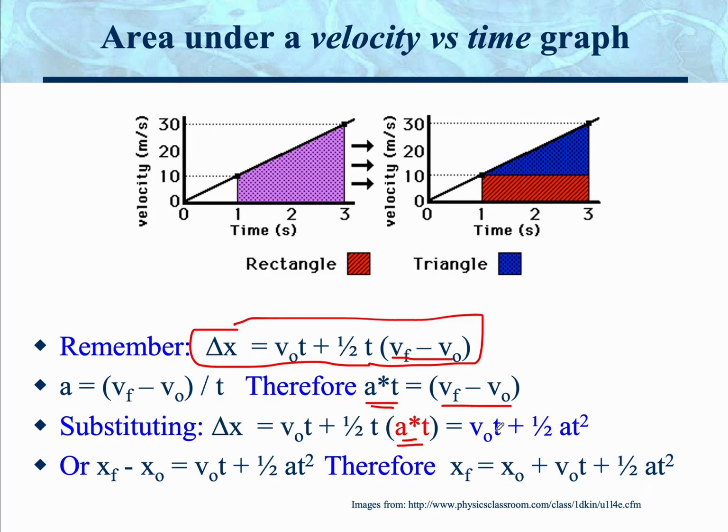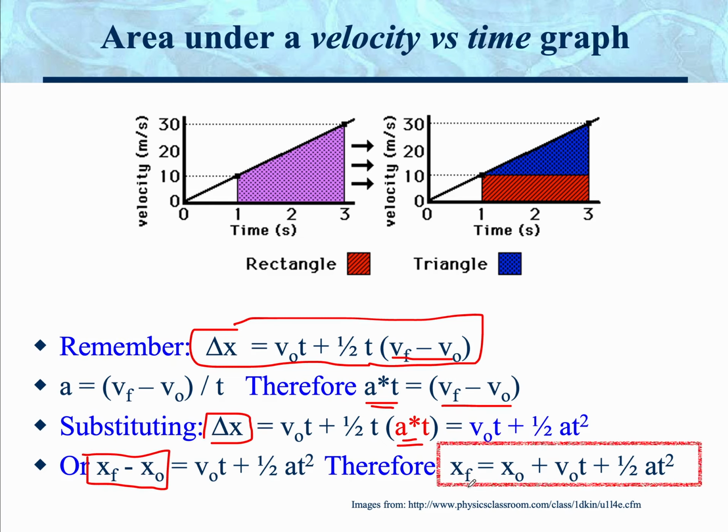Delta x is equal to v naught t plus 1/2 a t squared, and that's usually enough. But again, remember delta x is equal to x final minus x initial, so you can also rewrite it this way. And this is our third big equation. This one describes the position of an object at any given time, given the initial position, initial velocity, and its acceleration. Again, all of these equations only work for constant accelerations. They don't work for anything else.